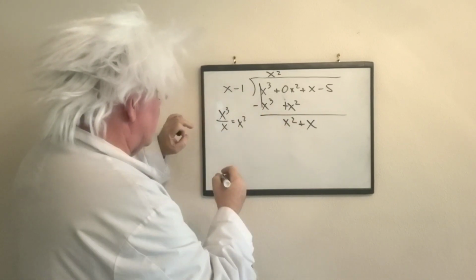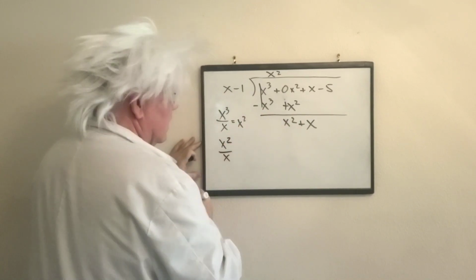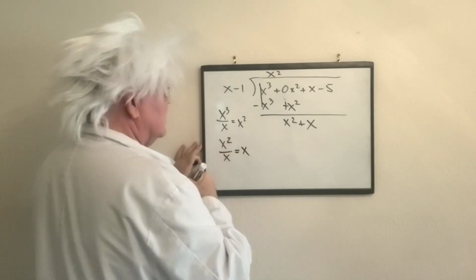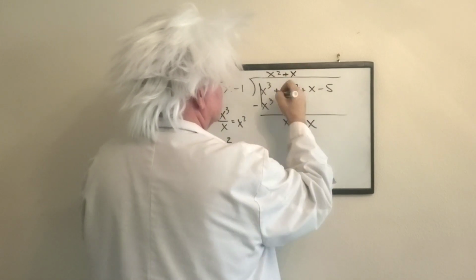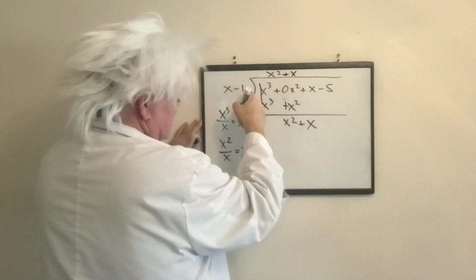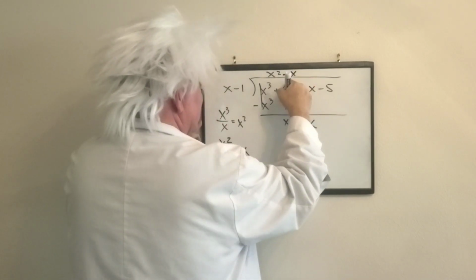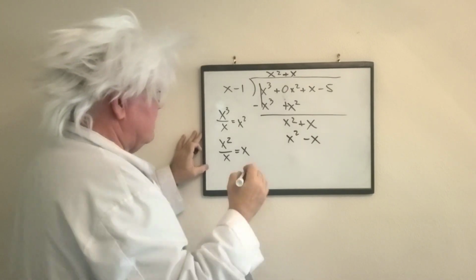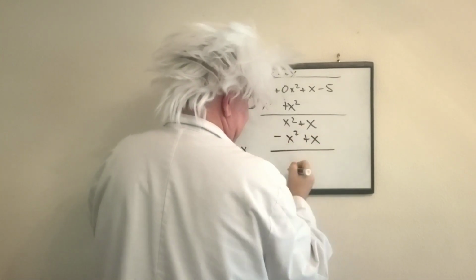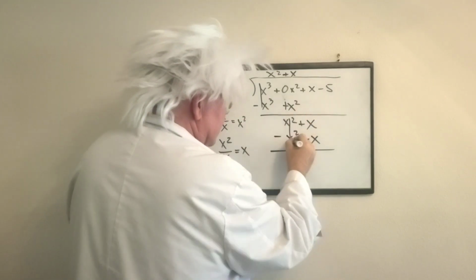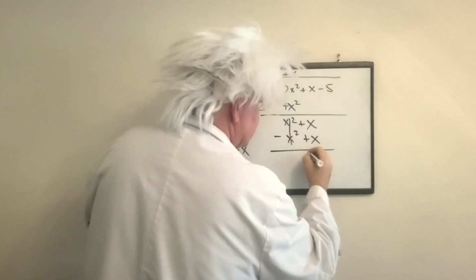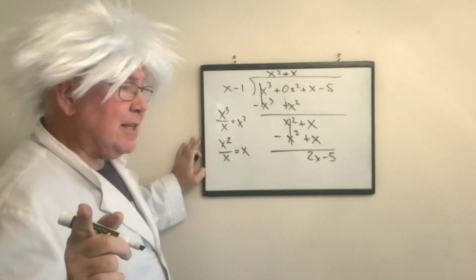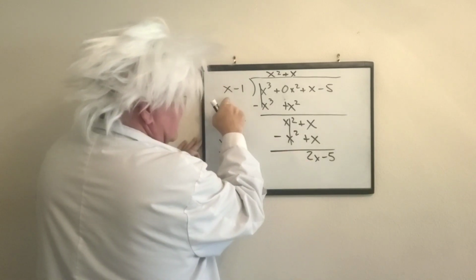Start the process over again. How many times does x go into x squared? It goes in x times, because x times x is x squared, so that is a positive x. So we do it again. x times x is x squared. x times -1 is negative x. Same thing, before we combine, we change the signs. Now, 0 pair, x plus x is 2x, and then we bring down the 5.